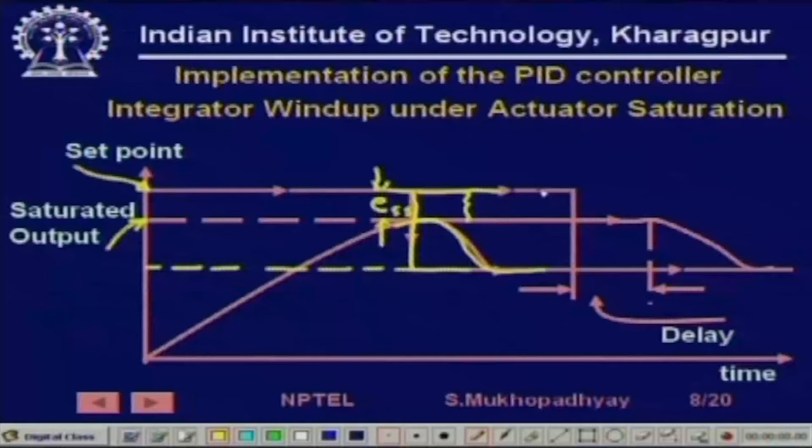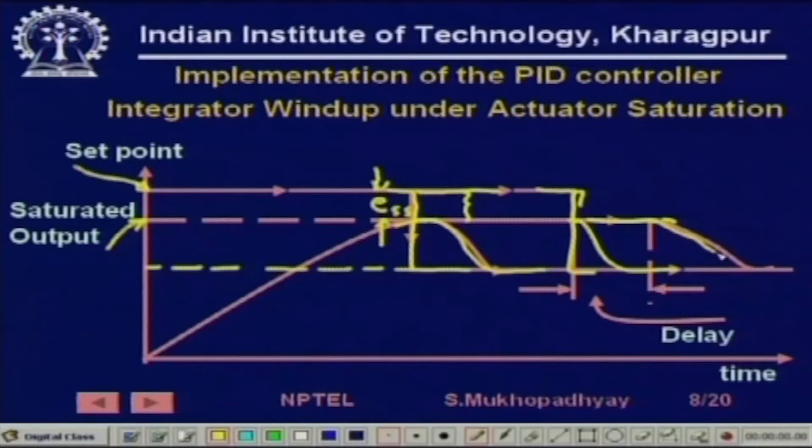Now, suppose that after some time the set point is reduced. What is going to happen? While it would have been desirable that the control input immediately falls down and reaches the desired steady state point, it does not do that. Rather, it continues at the same level, ignoring that the set point has now been reduced, and only after some time does the control start to respond to the set point. Now, this phenomenon is called integrator wind up.